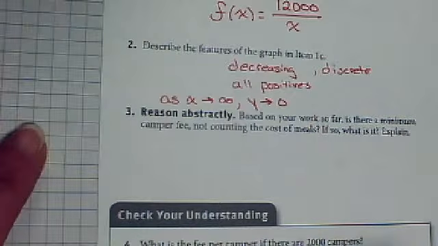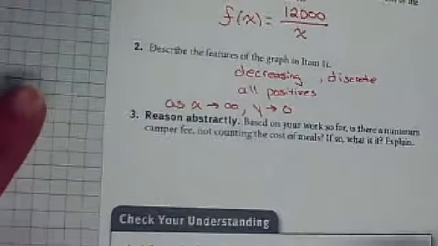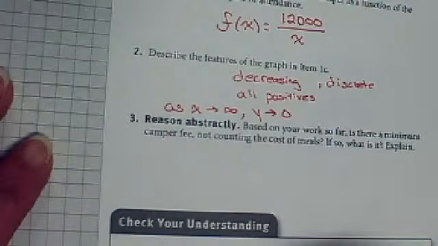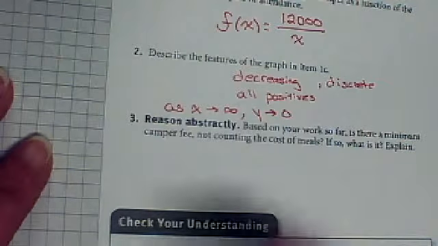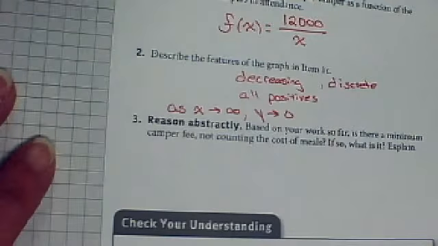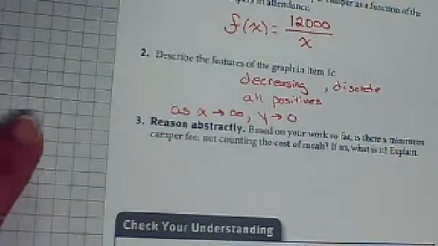Now, is there going to be a minimum camper fee? Well, it depends on how many campers we can hold. I mean, if we could hold those 1,000 campers, that's really great. If it holds 500 campers, then our minimum fee would be $24. It really depends on the capacity of the camp for that one.